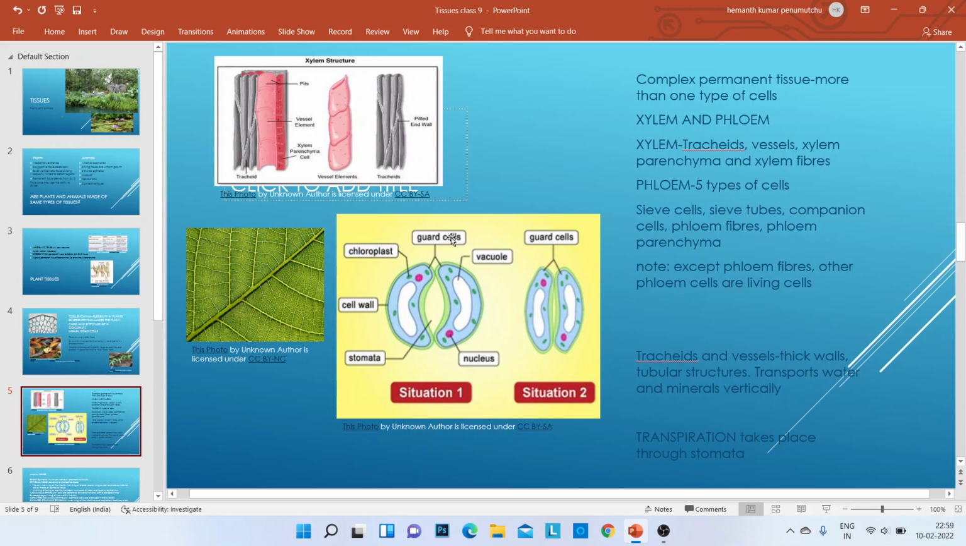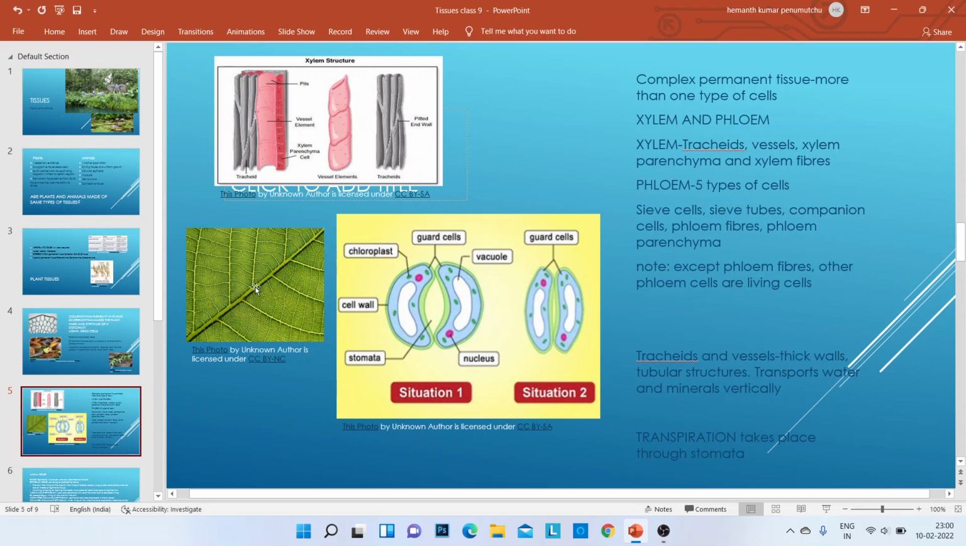Guard cells have chloroplast, cell wall and vacuole. These three are present in guard cells. When the guard cells open, the stomata looks like this, and when the guard cells close, the stomata looks like this. In this way, exchange of gases takes place. Because of this, a pressure difference is created, and because of this pressure difference, the xylem can transport water vertically from roots to the upward portion of the plant. This is because of the stomata only.